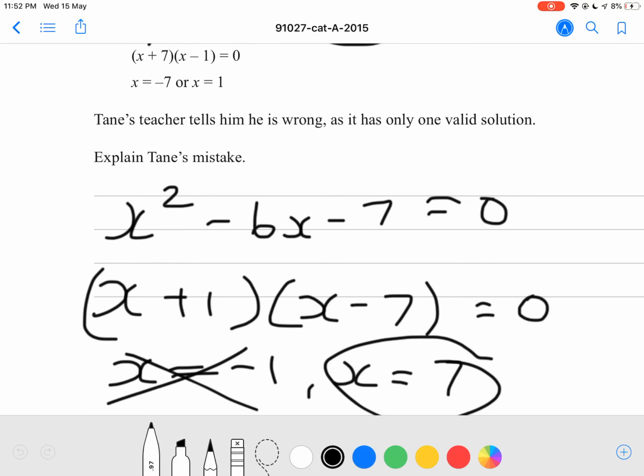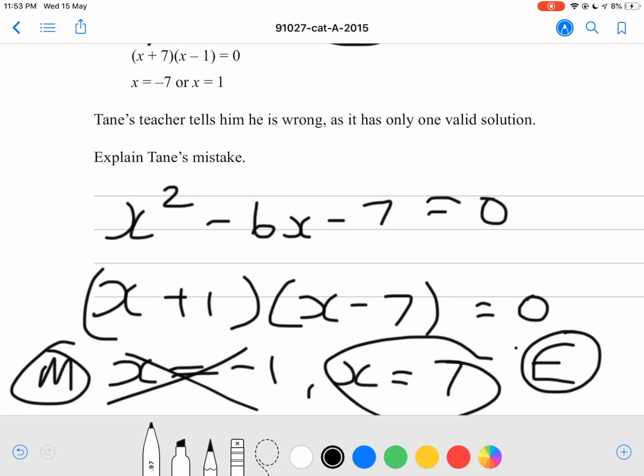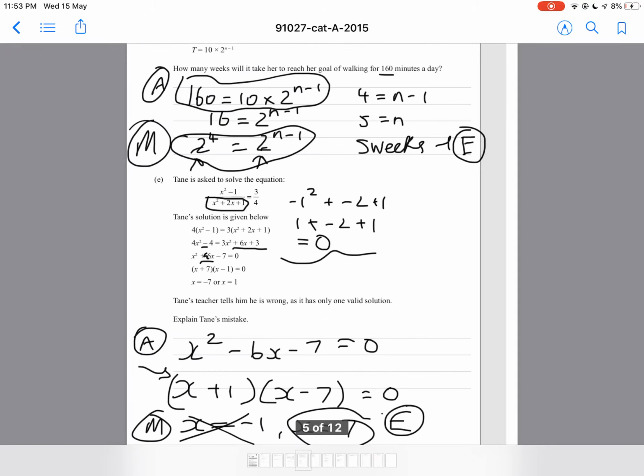Right, so when x equals to 7, and you crossed out x equals to negative 1, then you'll get an excellence grade. But if you fail to cross out x equals to negative 1, so you kept x equals negative 1, you'll get only a merit grade. And if you expand it properly, you'll get an achieved. So if you expand it like that properly, you'll get achieved. Alrighty then, moving along.